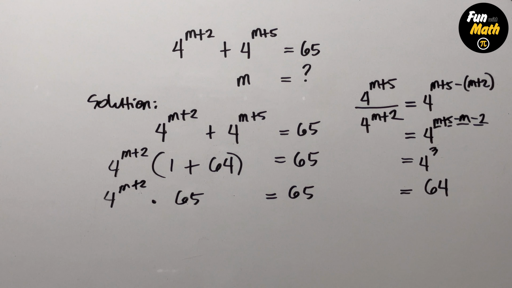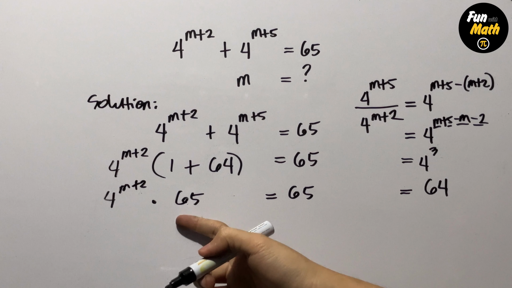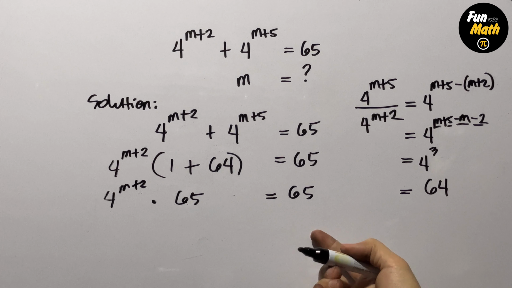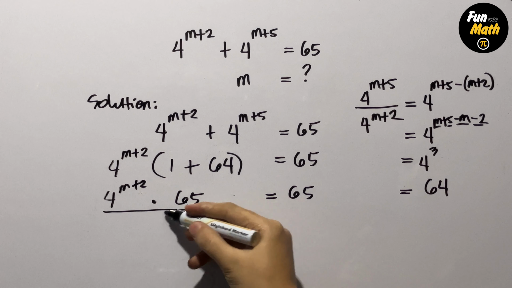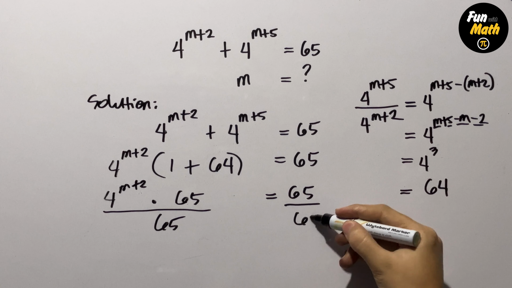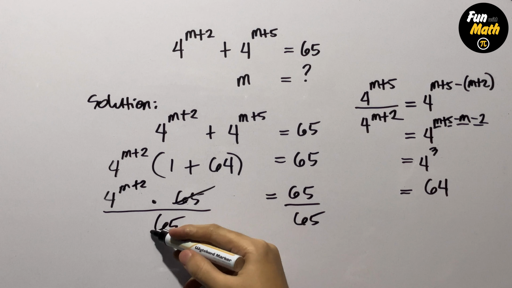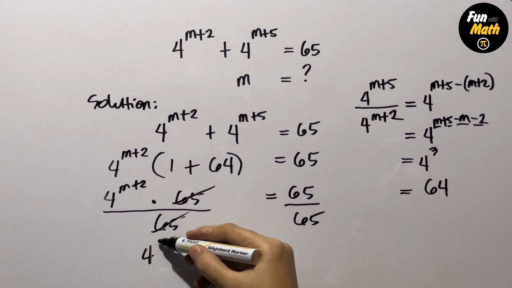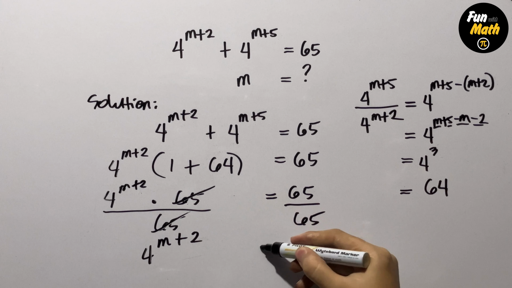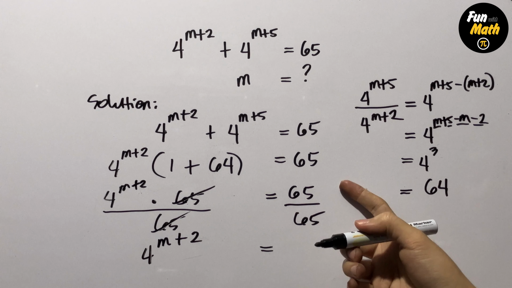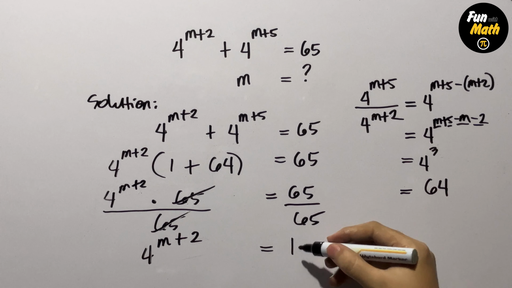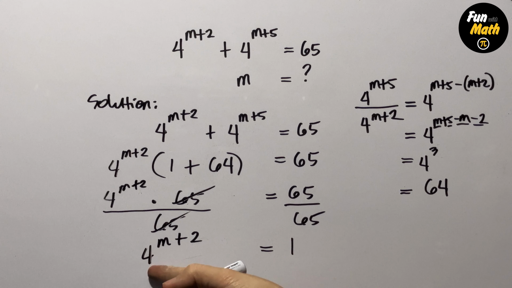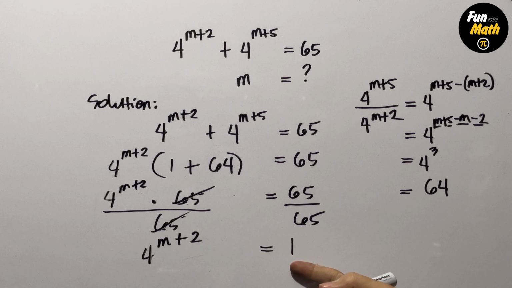Now we need to isolate 65 here and transfer it to the other side. So how? We are going to divide both sides by 65. So this is cancelled out, 65 over 65. So we're left with 4 to the power of m plus 2 is equal to 65 divided by 65, which is 1. Now, if you observe, they don't have the same base. The other side is 4, and here is 1.